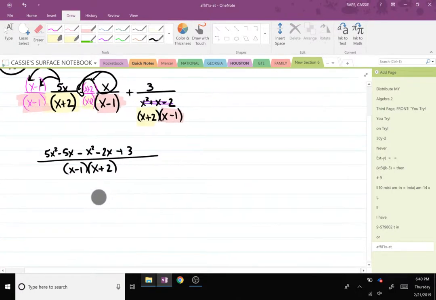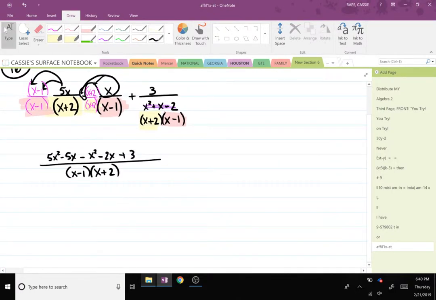So you're going to combine your terms, and again, I'm assuming that we are working in an environment where space is not there. So we're going to combine like terms, and if I have a 5x squared minus x squared, that gives me 4x squared. If I have a negative 5x and a negative 2x, that gives me a minus 7x. And then I've got a plus 3 left over. I have replaced that with 4x squared minus 7x plus 3.